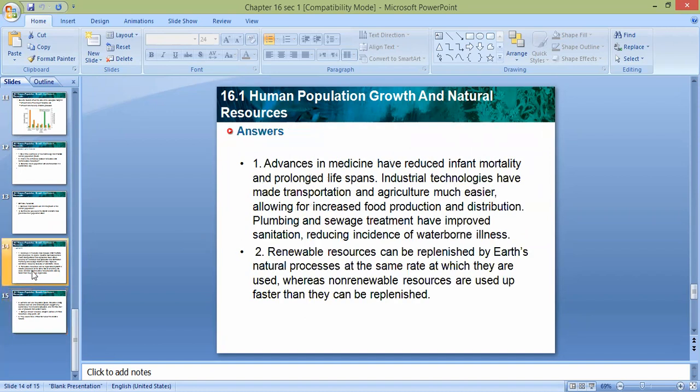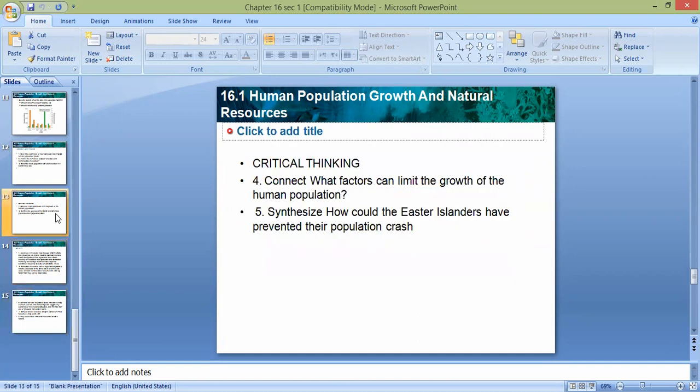So let's see question 4. Connect. What factors can limit the growth of the human population? إيش في عندي factors limit? It makes the size or the growth of human population limited. What are these factors? أعطوني factors quickly.